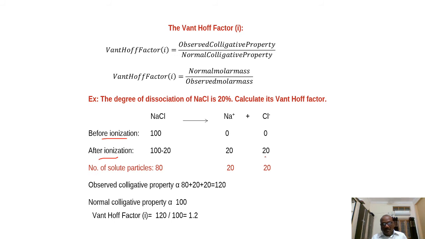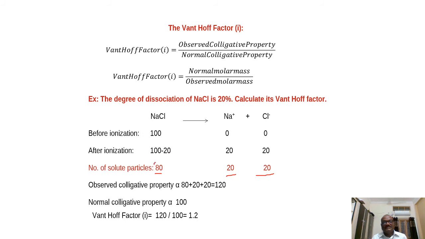So here, what is the actual number of NaCl particles you dissolved? It is 100. Correct or not? This is the actual number, which means the colligative property corresponding to this 100 is the normal colligative property. But what happened here? The solute is undergoing dissociation. When the solute is undergoing dissociation, the system contains how many particles? 80 formula units of NaCl, 20 formula units of Na plus and 20 formula units of Cl minus, because 100 minus 20, then 20 and 20.